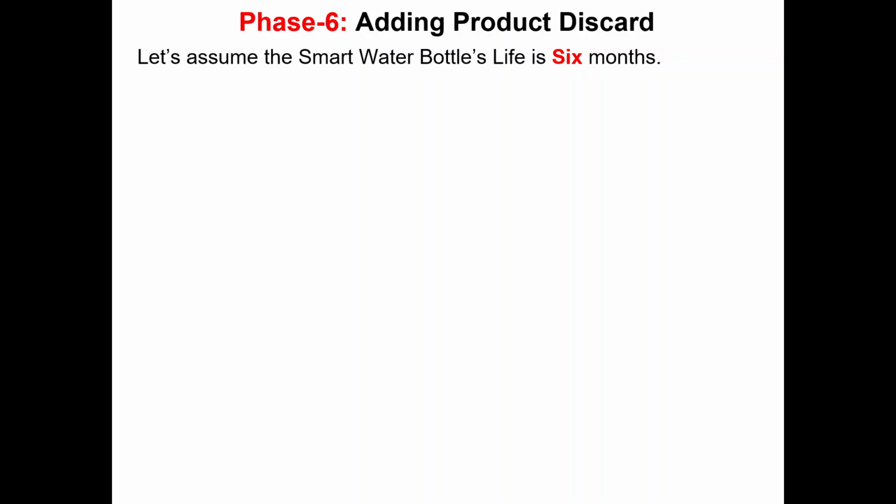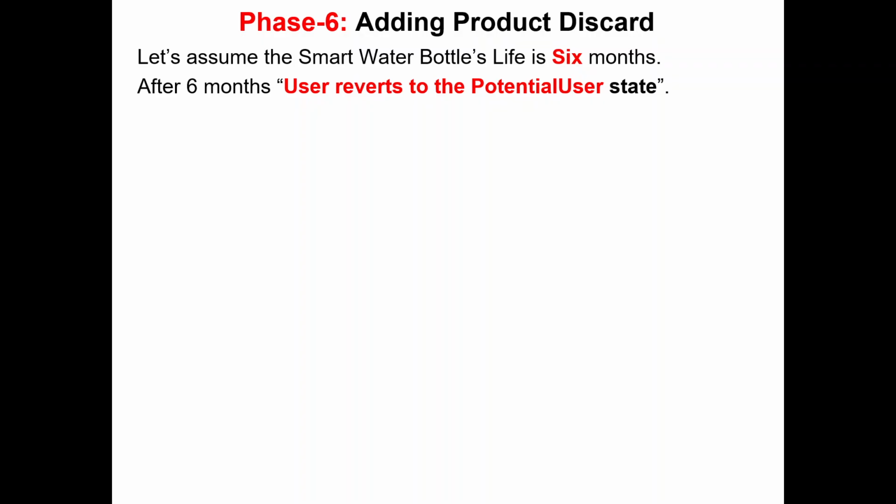So let's suppose that the smart water bottle has a life of 6 months. So what happens after 6 months? The user discards the smart water bottle and returns back to the potential user state. And when the user is in the potential user state, the potential user might or might not buy that product. So for the time being, we consider that when the product gets discarded, the user reverts to the potential user state.